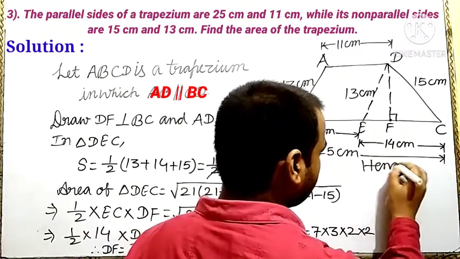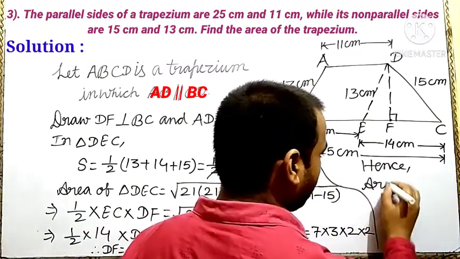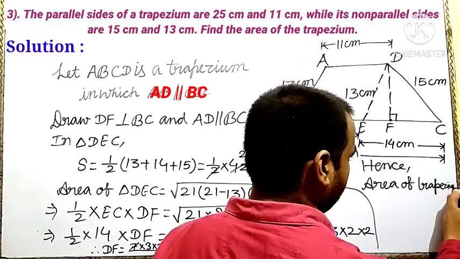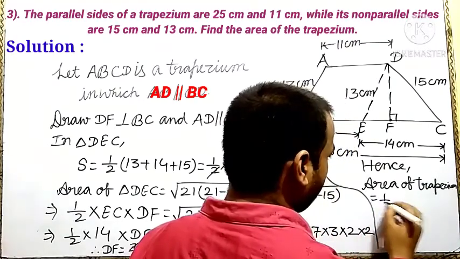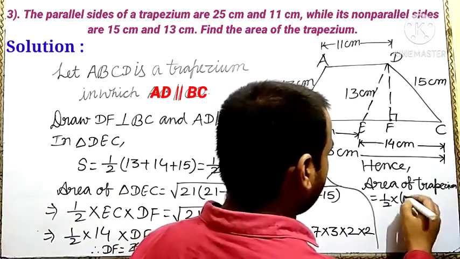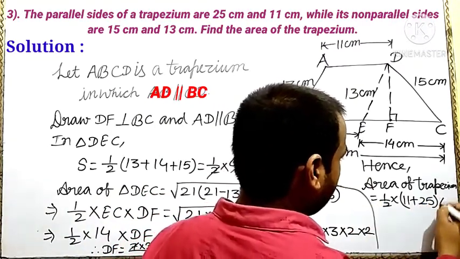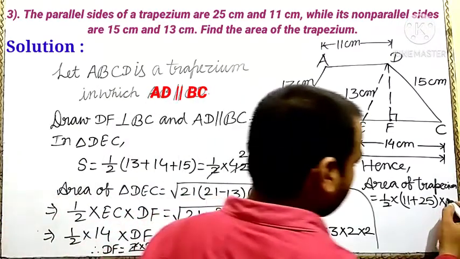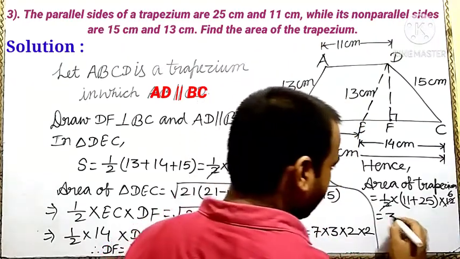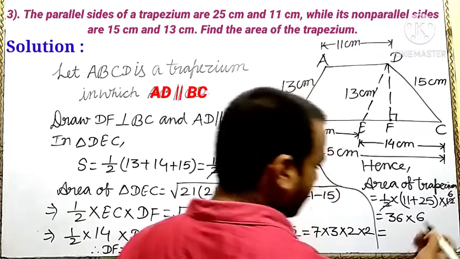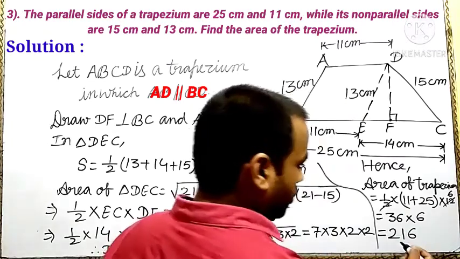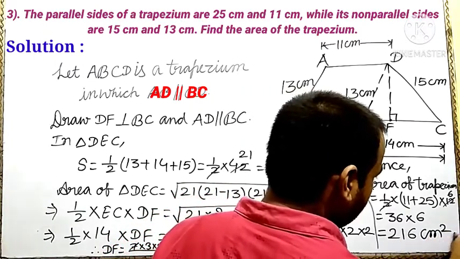Hence area of trapezium is equal to half into sum of parallel sides. Here parallel sides AD and BC means 11 plus 25, into height. Height just find out, 12. 2 6s are 12. 11 plus 25 we get 36 into 6. We multiply, 6 6s are 36, carry 3. 6 3s are 18 plus 3 is 21. 216 square centimeter. This is your required answer.